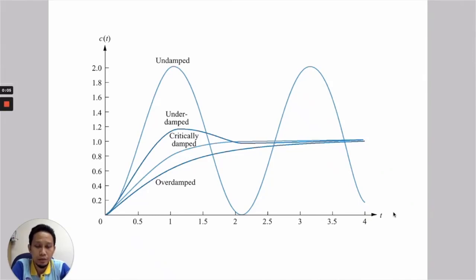This video is intended to continue our discussion on the second order system. Previously we have discussed the various responses of the second order system: the undamped and underdamped responses, as well as critically damped and overdamped. These responses depend on the location of the poles on the S-plane.